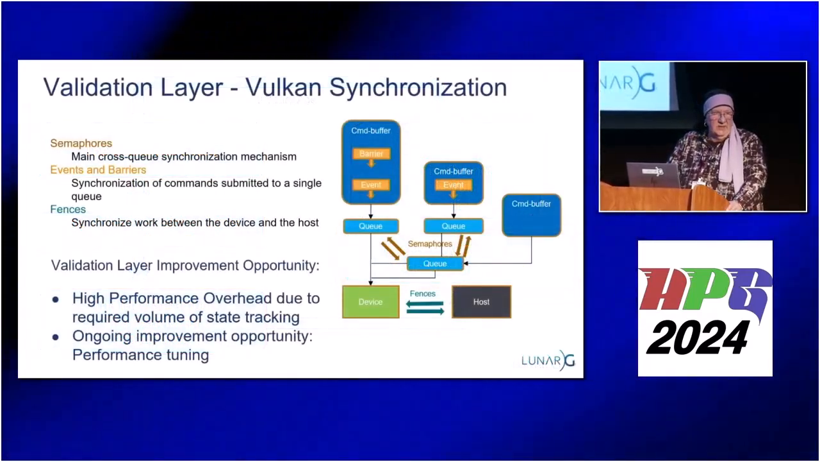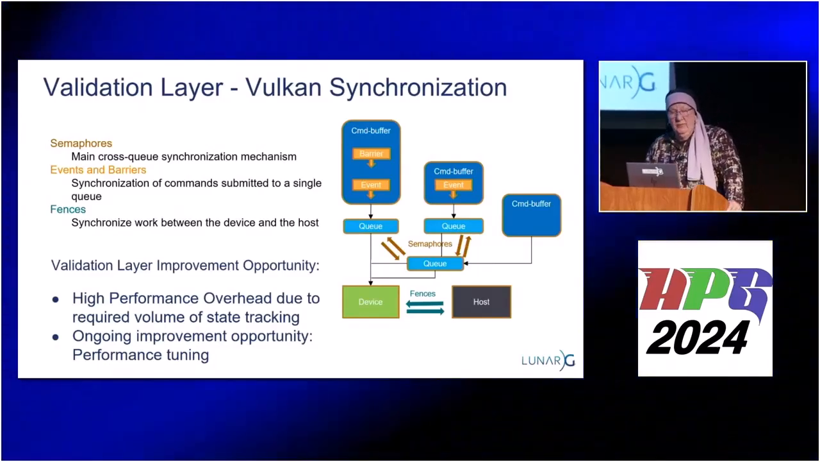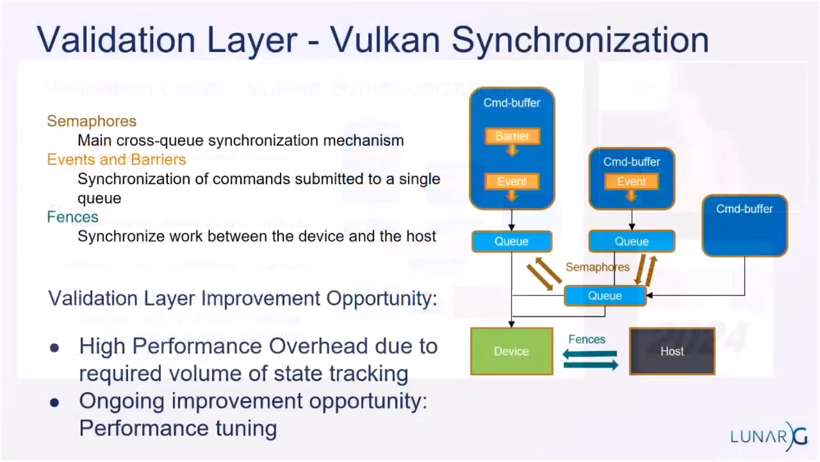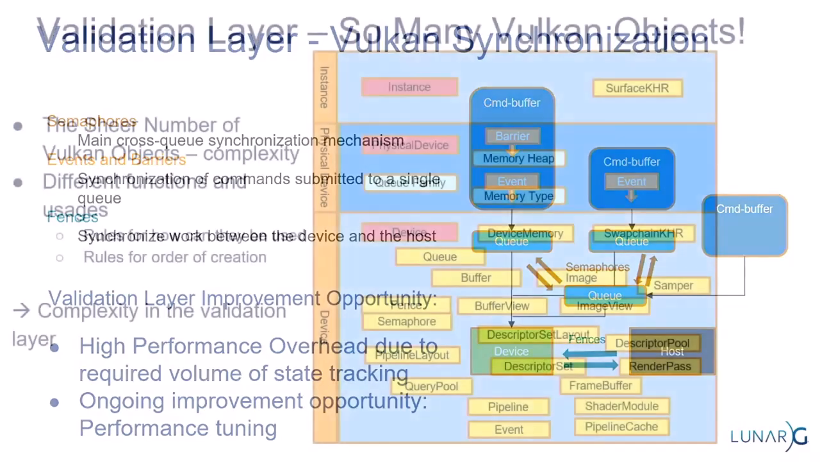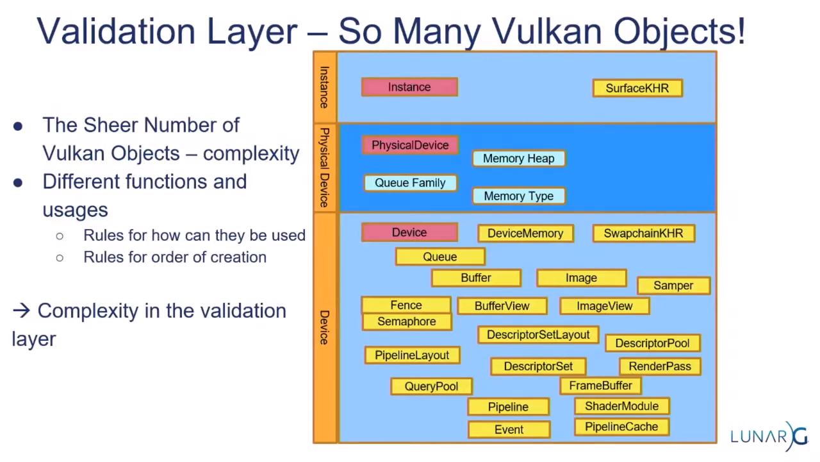So I've talked about synchronization many times. Very complicated API to validate. And the amount of state tracking that has to go on to detect hazards in the usage of the Vulkan synchronization API, it's a lot of overhead. And so we always have an ongoing opportunity to improve the performance there, many challenges there. And I should tell you, by the way, synchronization validation is optional. You have to explicitly turn it on due to the performance of it, okay?